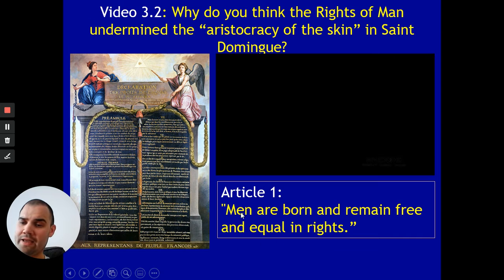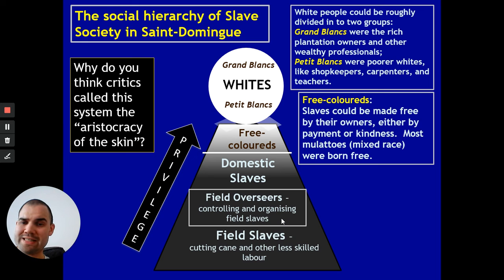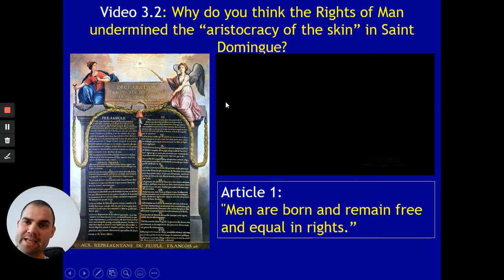Now, that idea obviously undermined the aristocracy of the skin in Saint-Domingue, because if all people were born free and remained free and equal, then that obviously was a real challenge to this system of social hierarchy. That belief in equality that came with the French Revolution was actually extremely destabilizing to events in Saint-Domingue.